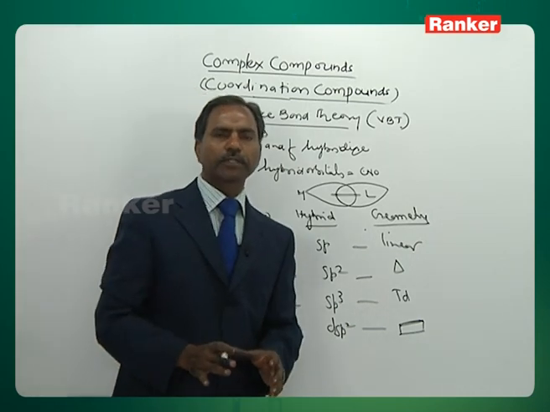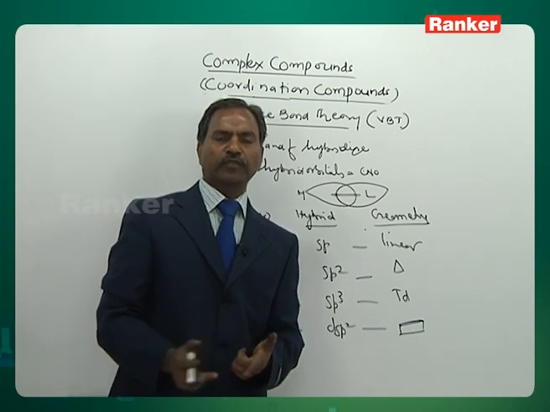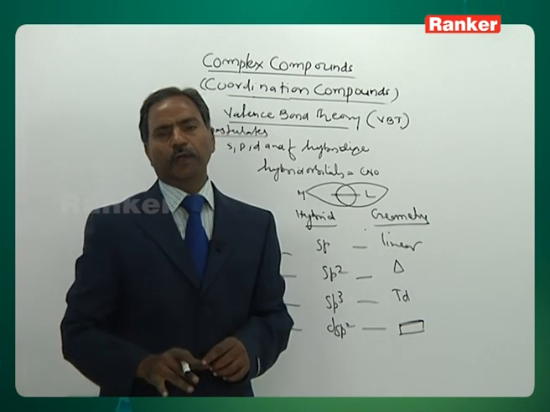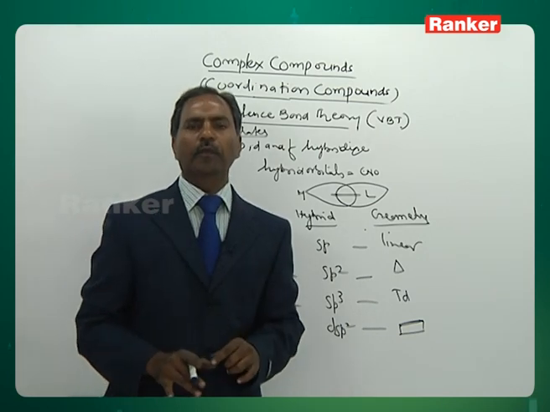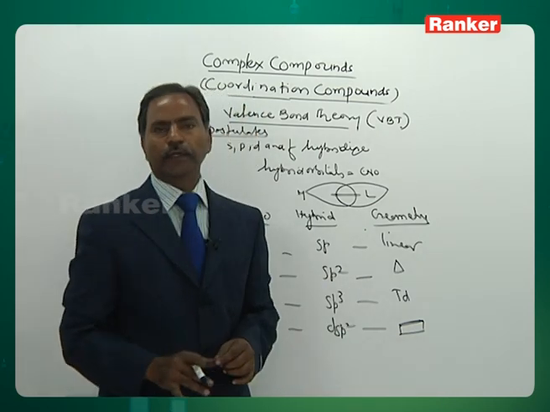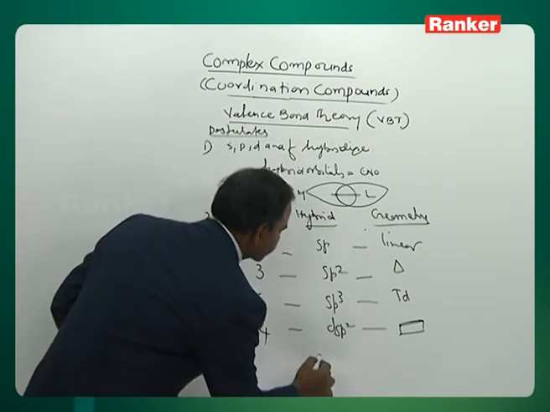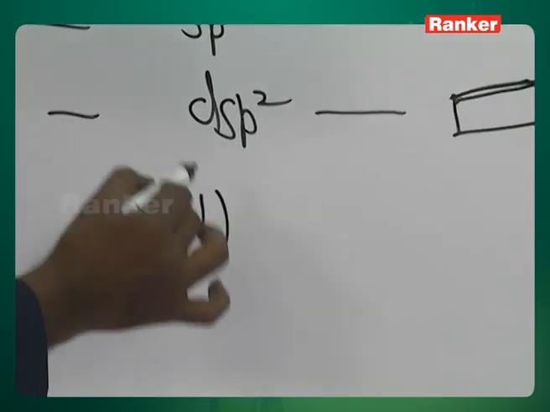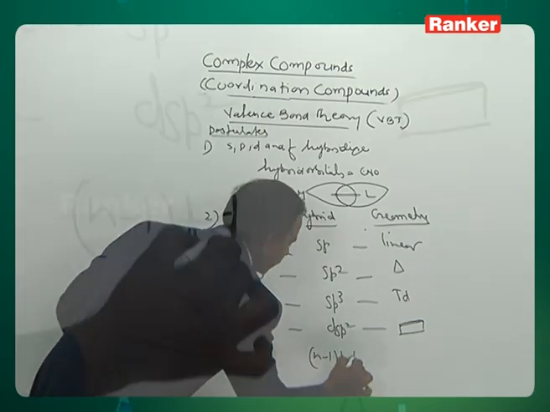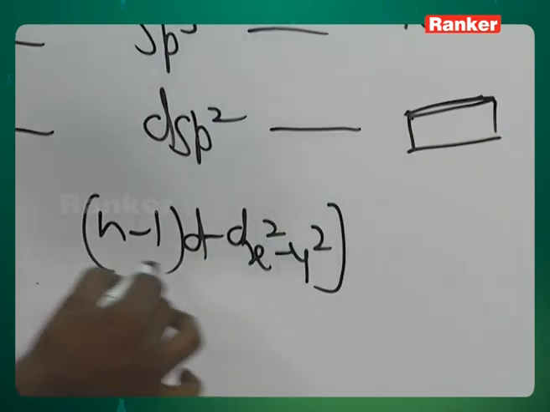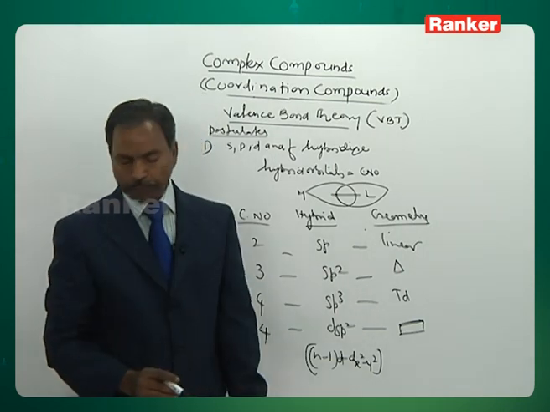You know that in the d subshell, 5 d orbitals are there: dxy, dxz, dyz, dx square minus y square, and dz square. Out of these 5 d orbitals, which d orbital is actually participating in dsp2 hybridization? That is very important. I have seen this particular question many times in different entrance exams. The d orbital participating in dsp2 is the (n minus 1)d inner d orbital. What d orbital is it? Only the dx square minus y square orbital is involved in dsp2 hybridization. This is very important to remember.